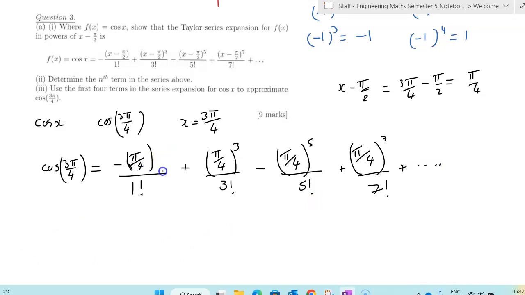And if you put these values into your calculator, you will get minus 0.707106, which is very close to the actual value if you're going to put cosine 3 pi over 4 into your calculator. Now, it is an approximation, so I should have a squiggly line there. And that's your answer. Thanks.